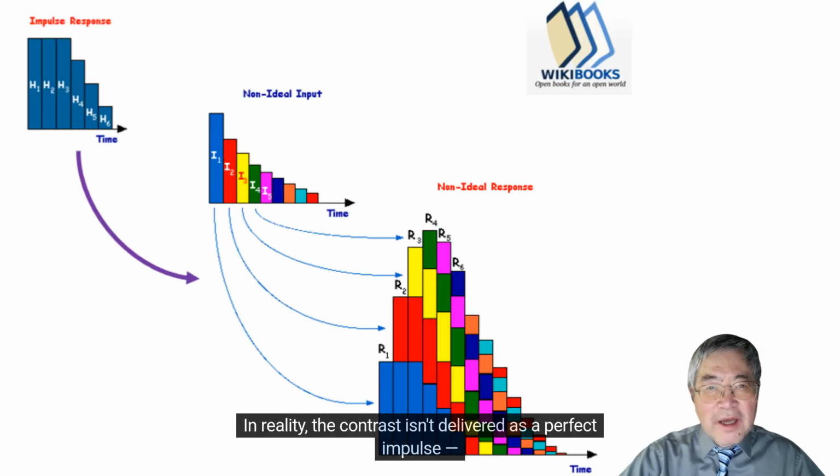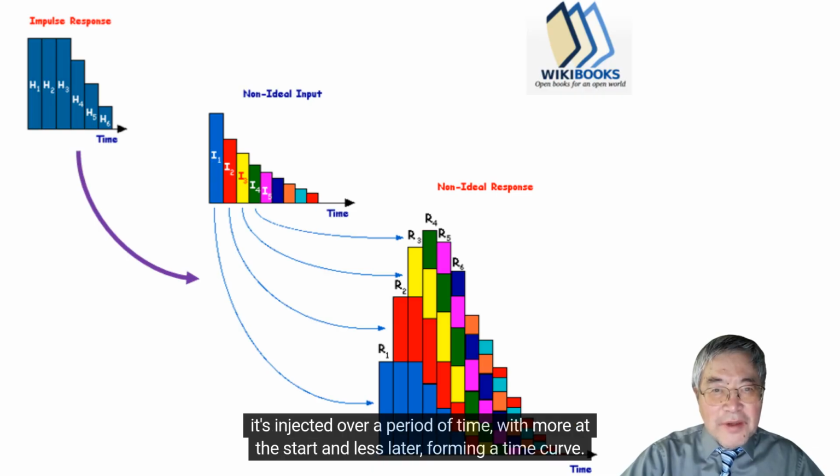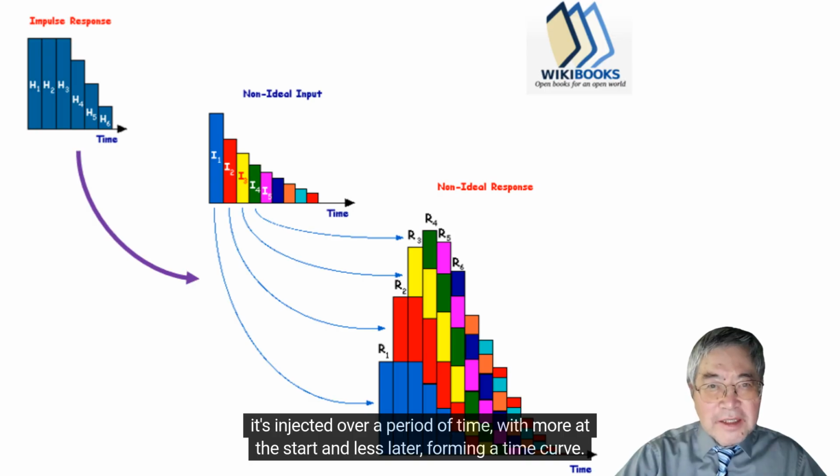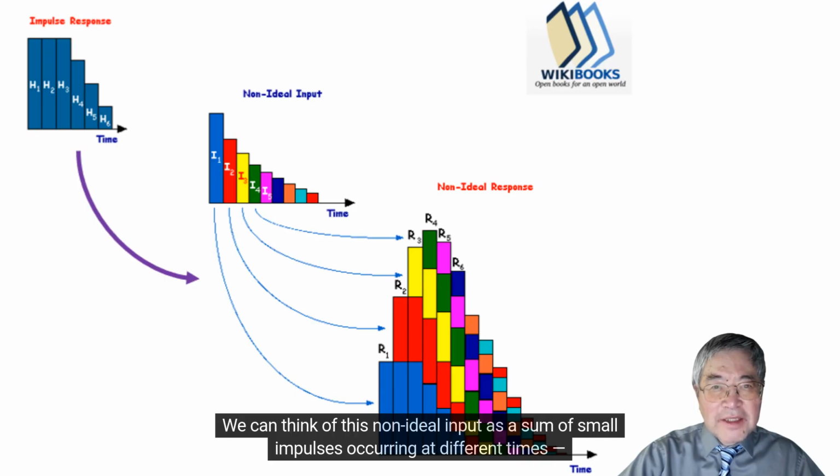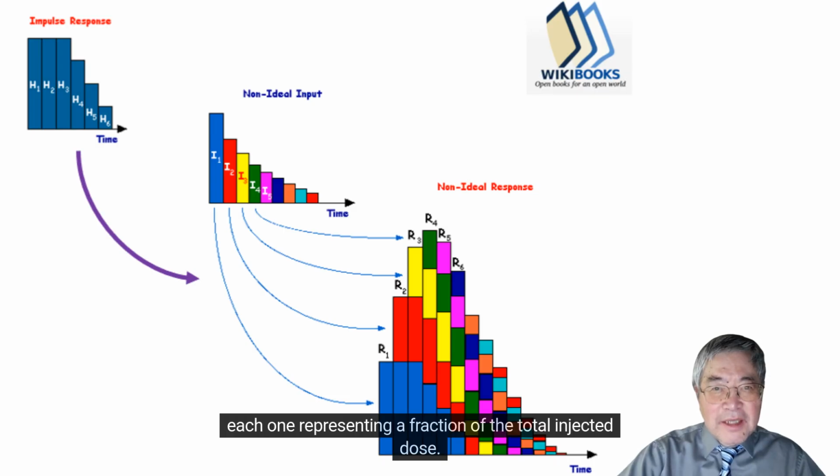In reality, the contrast isn't delivered as a perfect impulse. It's injected over a period of time, with more at the start and less later, forming a time curve. We can think of this non-ideal input as a sum of small impulses occurring at different times, each one representing a fraction of the total injected dose.